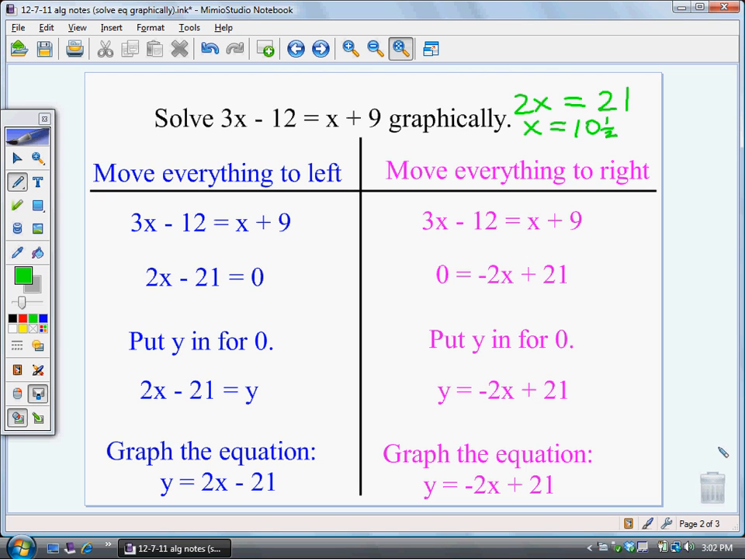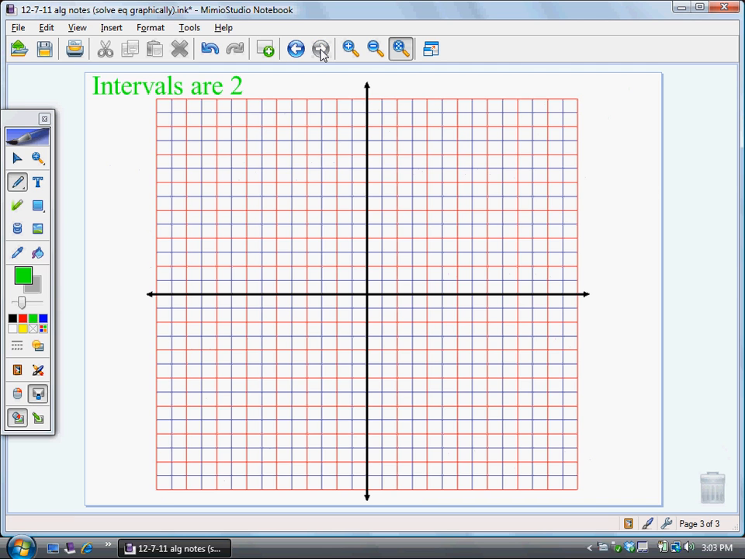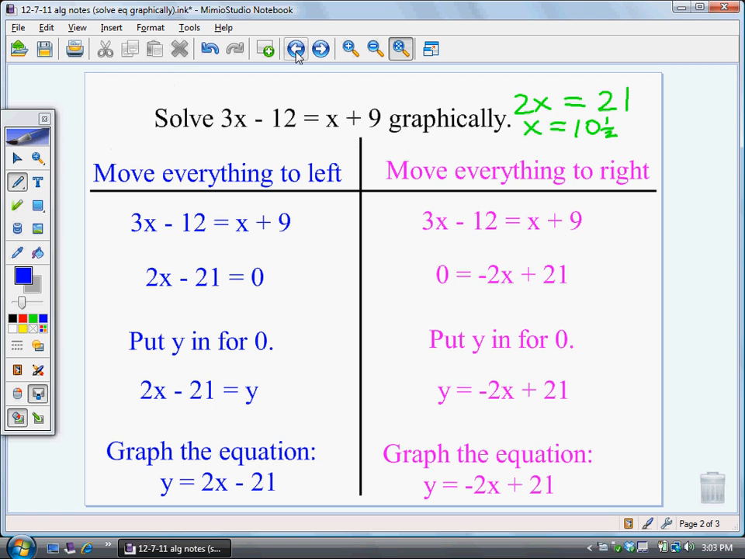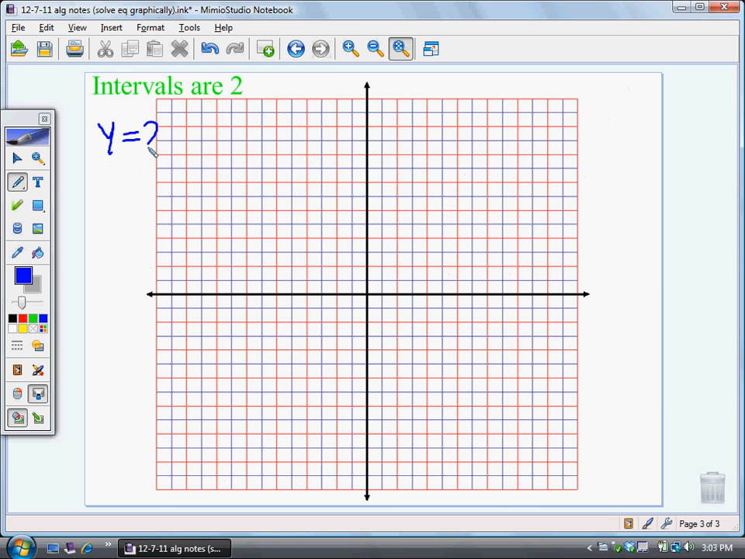You can see that on one of them your y-intercept is negative and your slope is positive, and on the other one your y-intercept is positive and your slope is negative. And so they're going to cross at the same spot. And so if we go through and graph quickly what these two things are, y equals 2x minus 21, and then we'll put the other one as well.